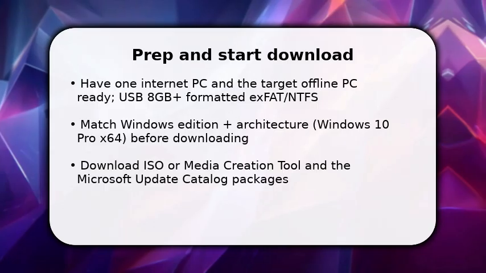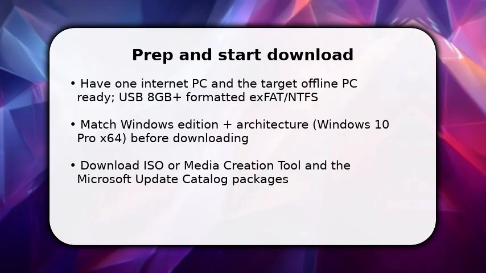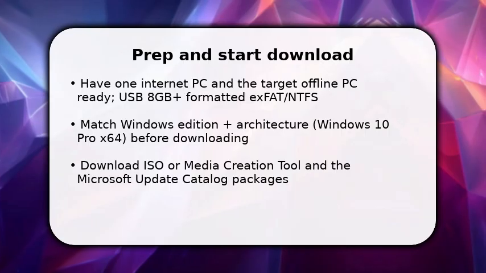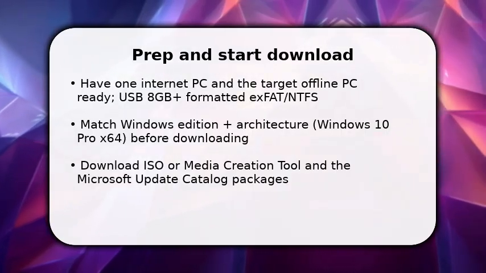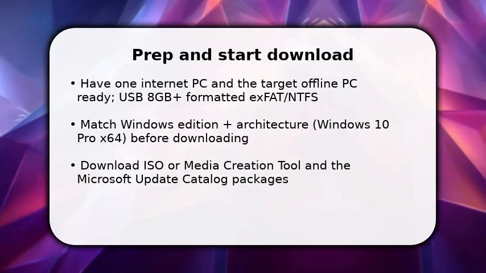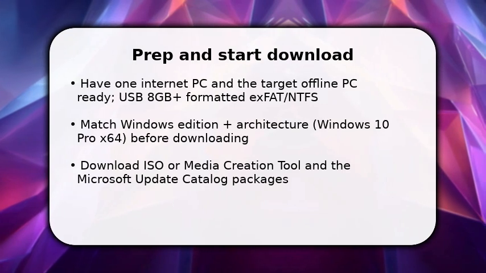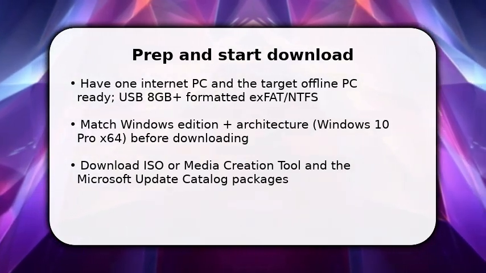Next, identify the exact Windows build and architecture on the offline PC so you download matching ISOs and update packages. Once identified, use the online PC to download the Windows ISO or Media Creation tool and open the Microsoft Update Catalog to queue required MSU or CAB updates. Make sure downloads complete and checksums match before moving files.